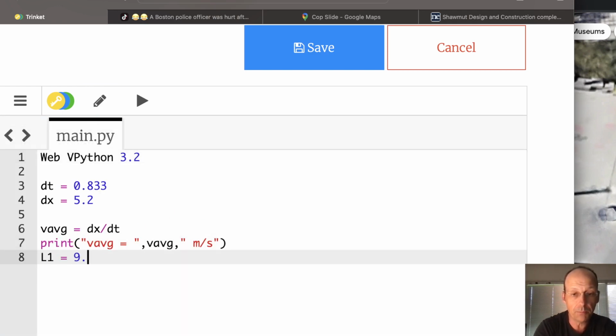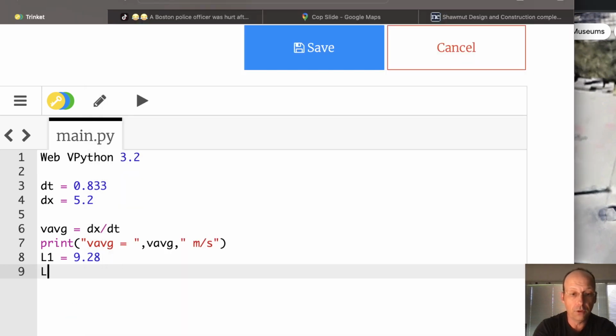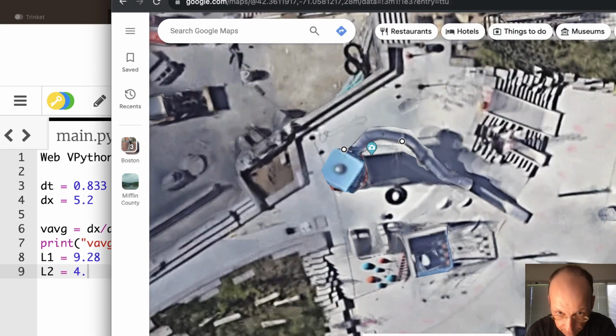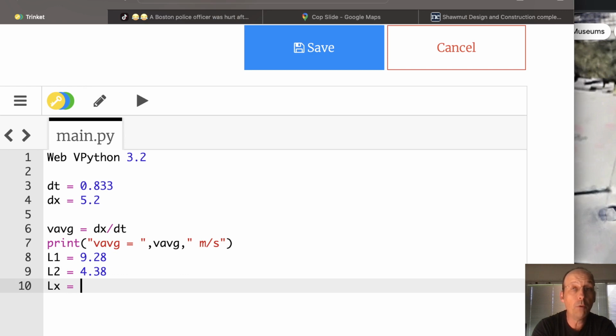L1 equals 9.28. Now the other length for the rest of the part is about that. Because it curves, I'm just approximating, and I get 4.38. So let's call it L2. L2 equals 4.38. And that will be the horizontal distance, really, because I'm looking at it from the top, right? That's my horizontal projection of the slide distance, L1 plus L2.